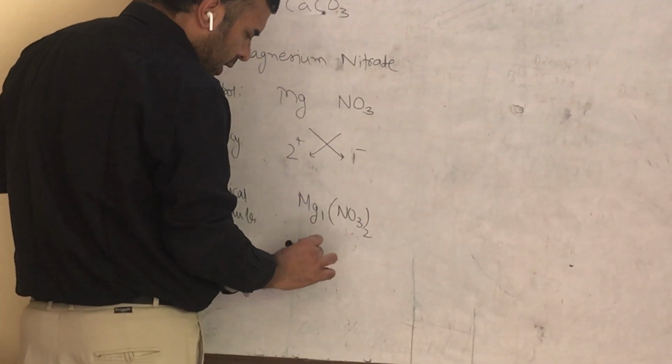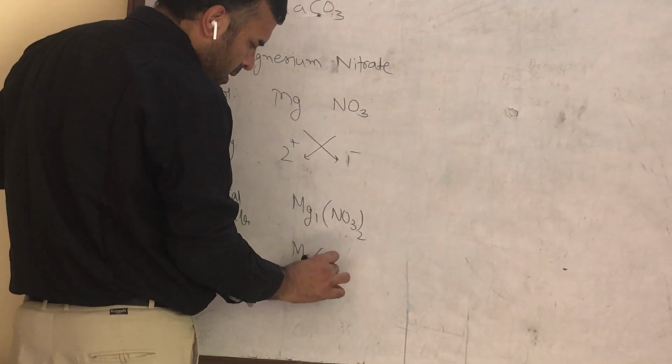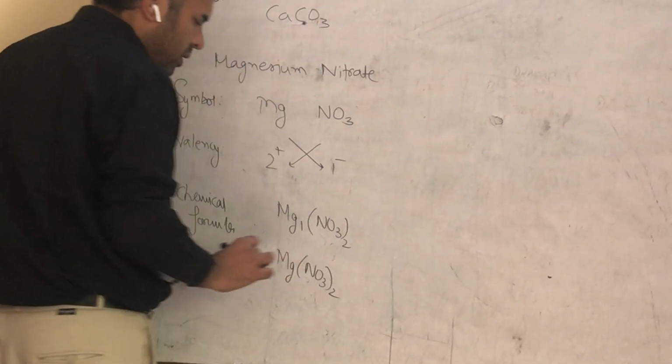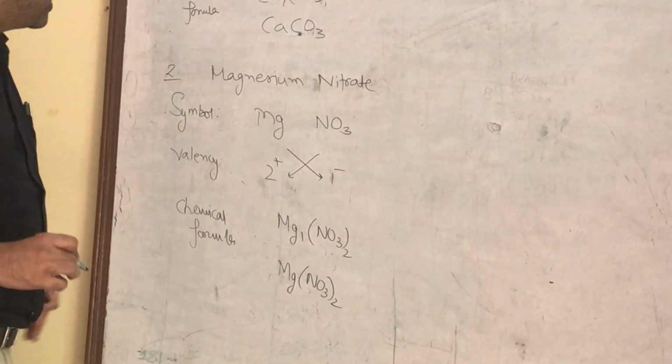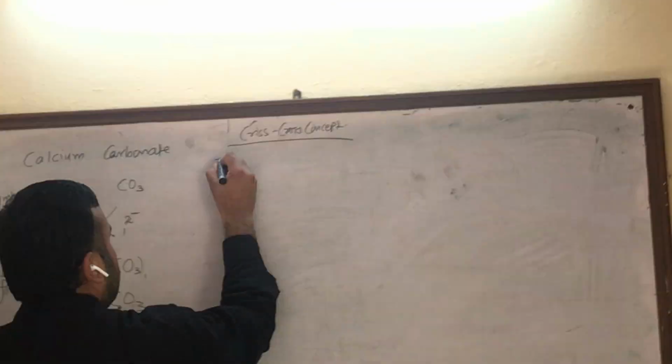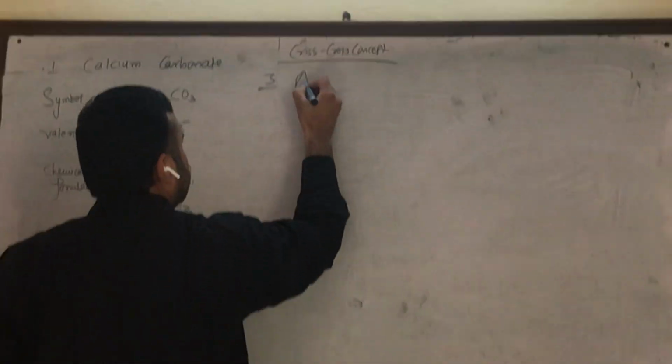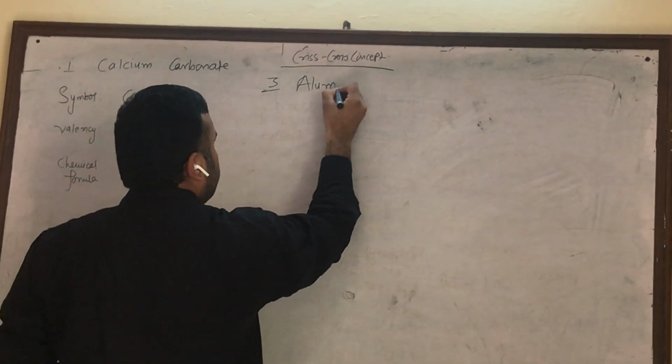So you will write it in bracket. Don't write 1, we don't write 1, beta. Formula is Mg(NO3) whole twice. So the formula for magnesium nitrate is Mg(NO3)2. Similarly, you will find out more formulas, such as aluminium phosphate.